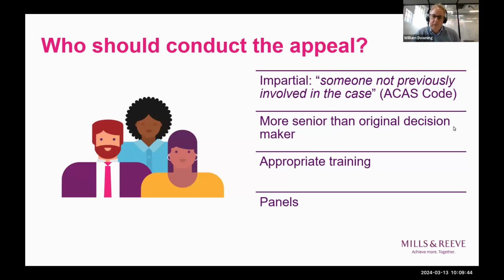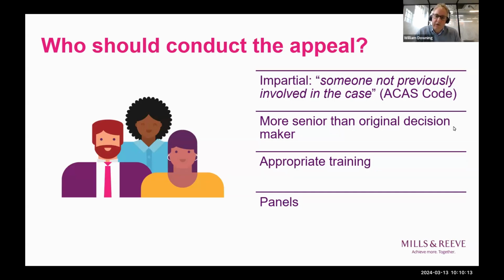There was a case which was quite instructive on this called Ward, where the manager hearing the appeal had been involved in a decision about suspension and had spoken to a couple of the witnesses, one of the alleged victims of the claimant's actions, to check on their well-being. It was held that they were still impartial. That didn't affect their ability to be impartial, and they weren't deemed to have been someone involved in the case.